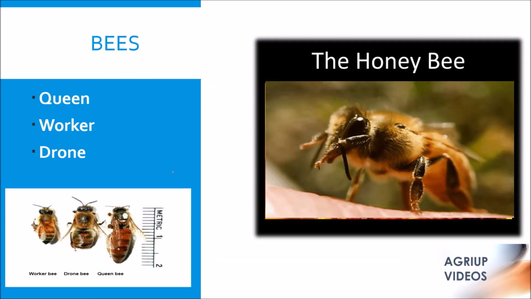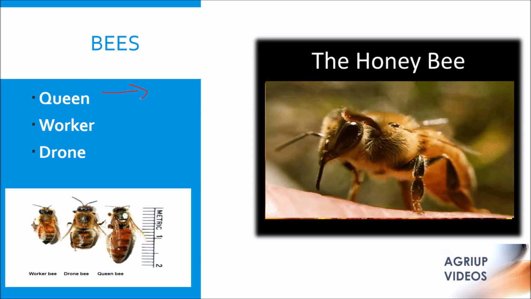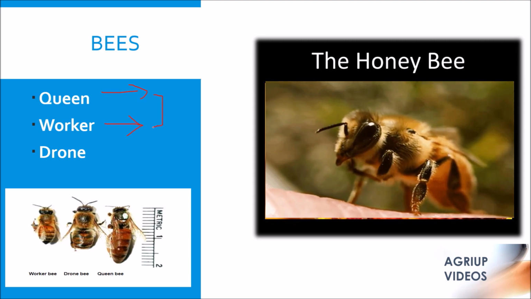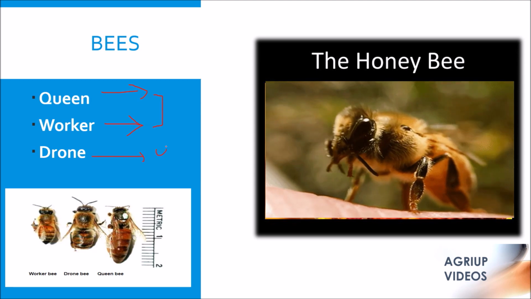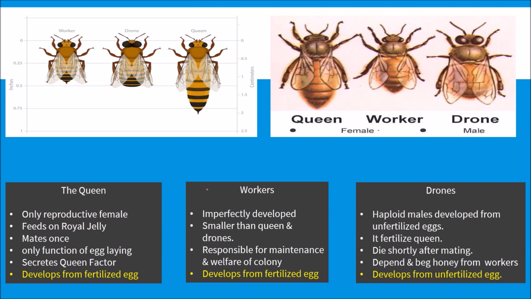Now, talking about the bee castes. One is called the queen. She is one in number in a colony. Workers are many. They both are females. Drones are the only males in the colony. So let's discuss them.